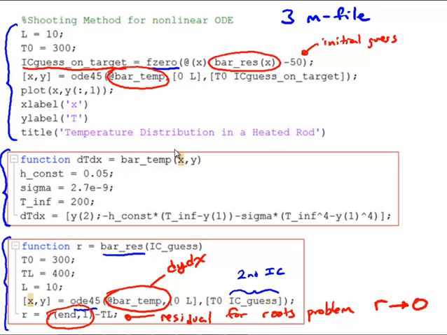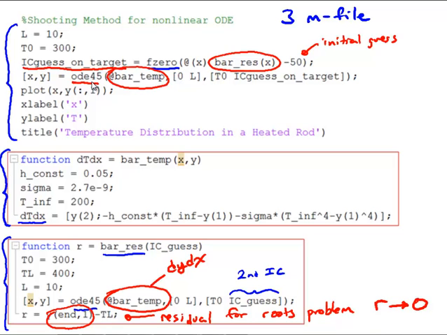So in bar temp, we see our constants are defined here, and then just as we've been doing, we define dT/dx as a system of two first-order differential equations for the initial value problem solver that we're using, ODE 45 in this case. So let's go through this one more time.